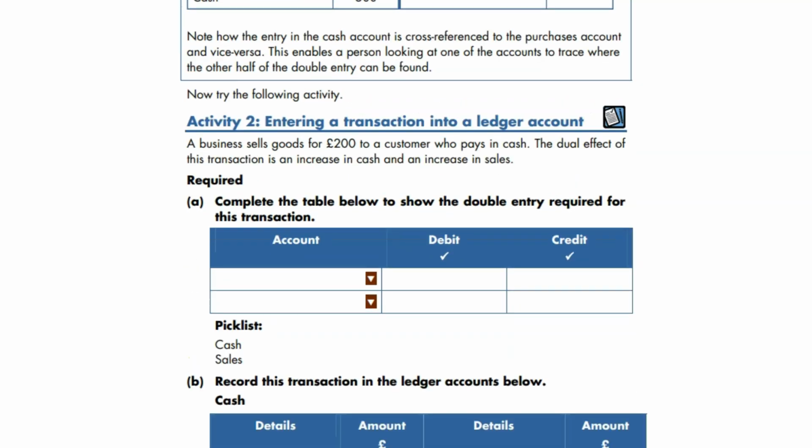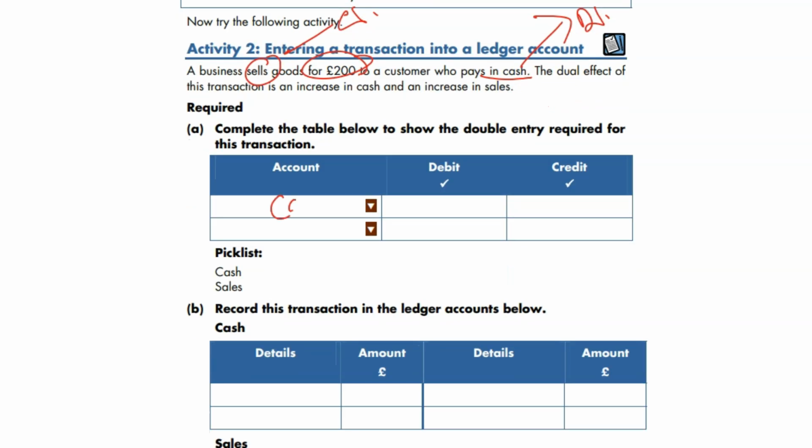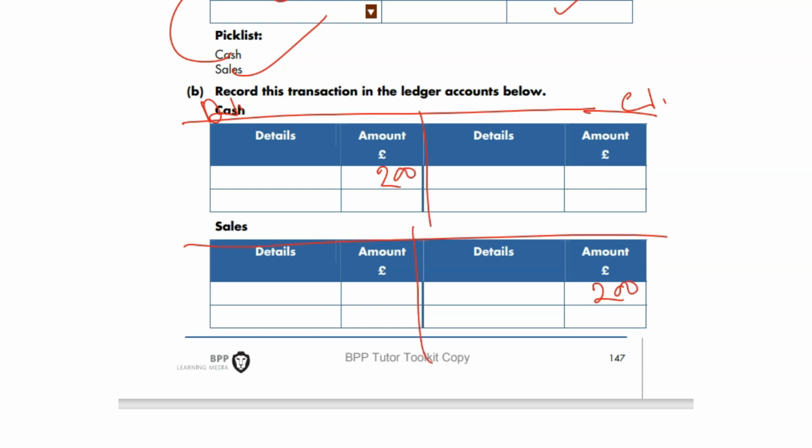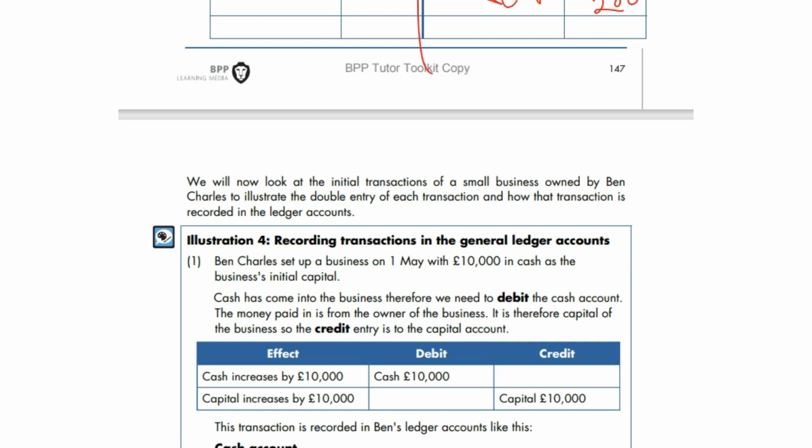Let's do this activity 2. A business sells goods 200, customer who pays in cash. So cash is going up, cash account debit, and sales ever credit, isn't it? In the ledger account, T accounts, you've got to open a cash T account, DR and CR. We said cash debit, so write the figure here. And sales account credit, write the figure. That's how at first you identify debit, credit, and then in the detail you write the opposite accounts. Here you write cash, there you write sales. That's how you do your ledger accounts.